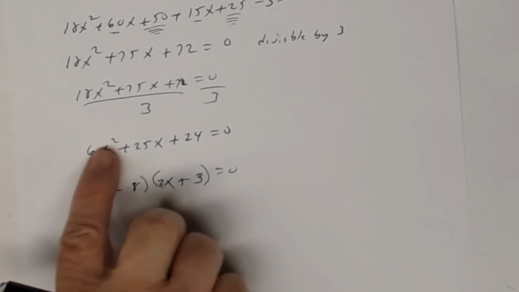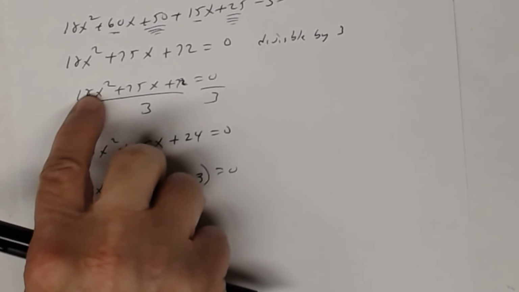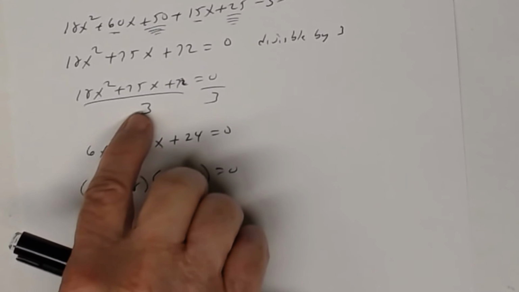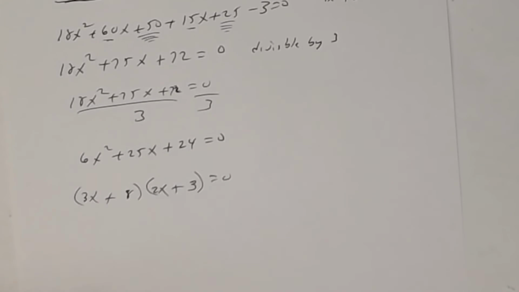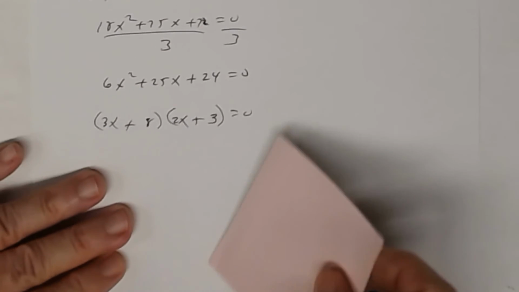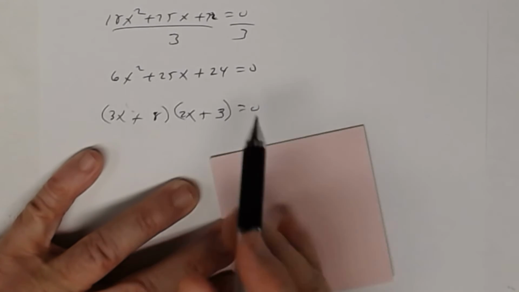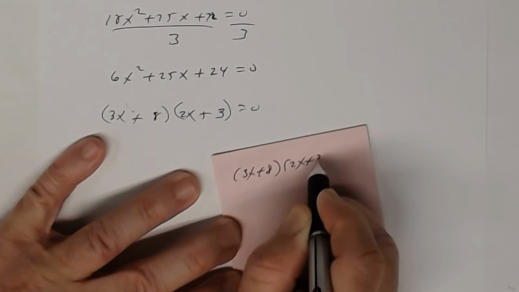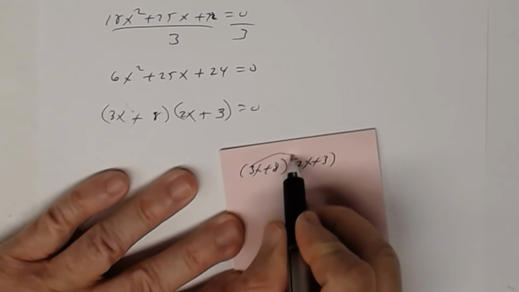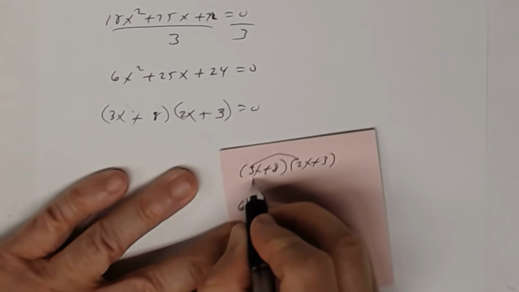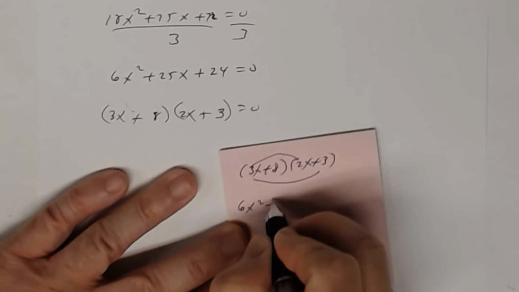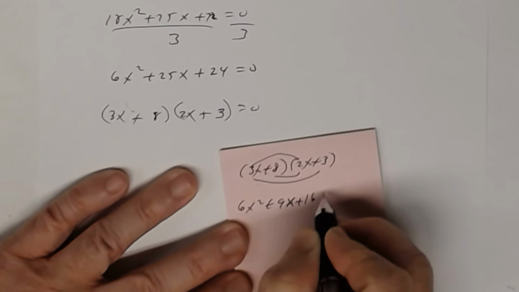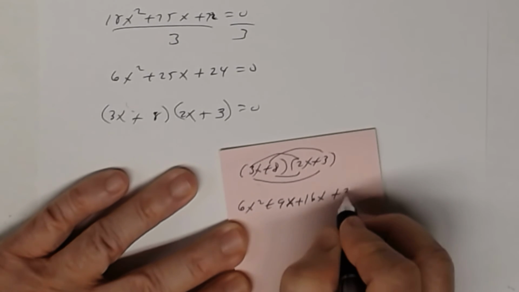But notice it makes things a lot easier to notice that all these coefficients and that constant here are all divisible by 3. Okay, so that makes things a lot easier. But let's double check to make sure that this is correct. We have 3x plus 8 times 2x plus 3. And if we FOIL, 3x times 2x is 6x squared. The outer, 3x times 3 is 9x. The inner is 16x. And the last, 8 times 3 is 24.